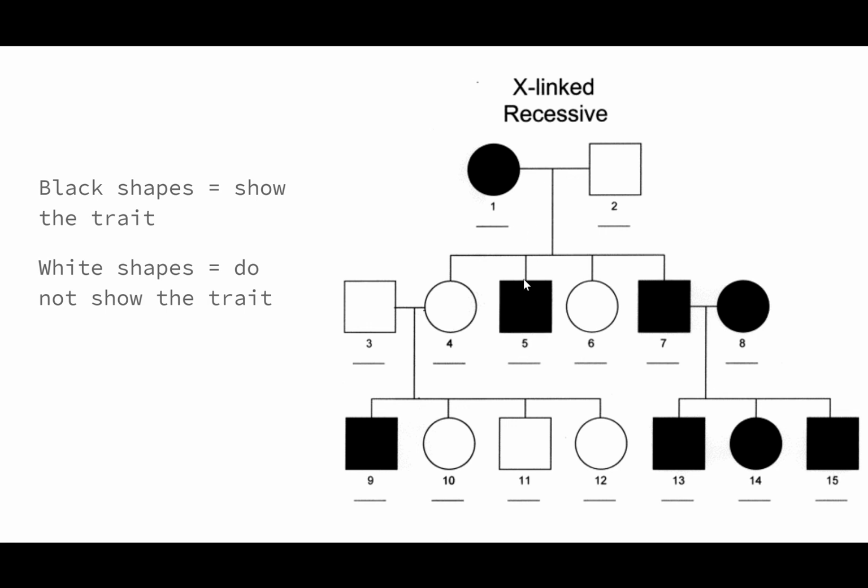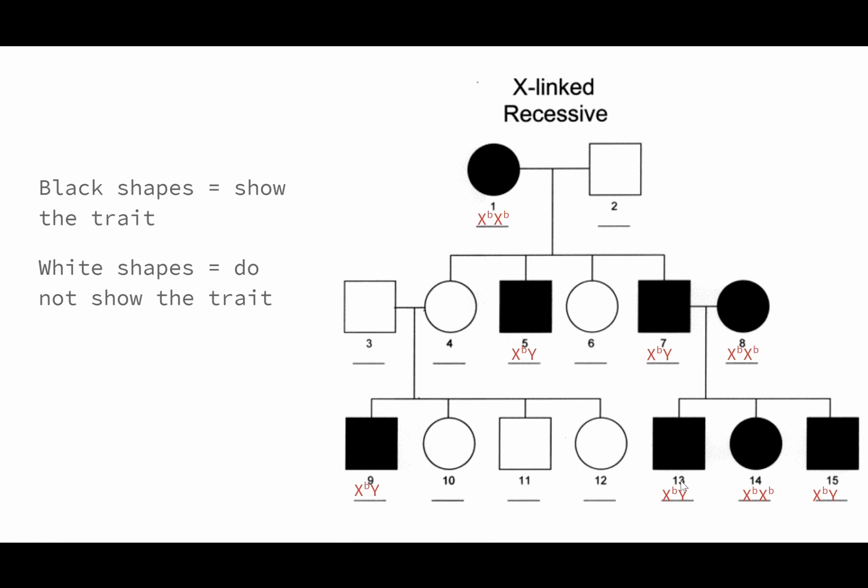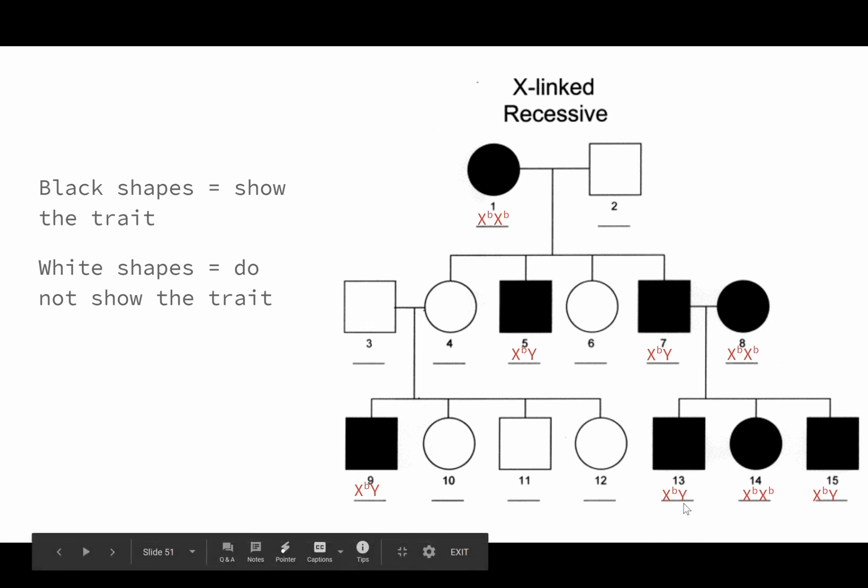The males, which are the squares, only have 1 X chromosome, so they just have to have that 1 recessive allele on their 1 X chromosome, and they'll show that recessive trait. So it should look something like this, okay? And so, again, the females should all be X little b, and then the males should be X little b, Y, okay? And again, the gene that we're talking about is not on the Y chromosome, so we're not attaching anything to that Y.